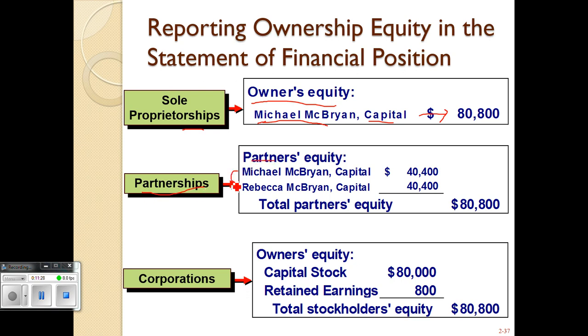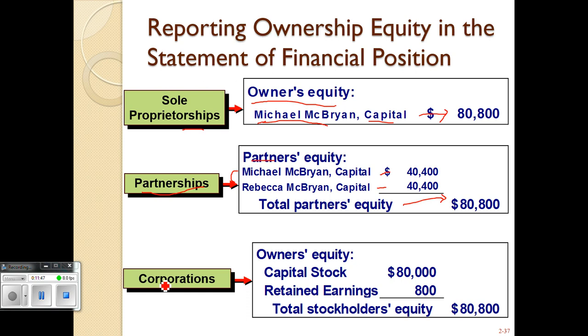If it is a partnership that's between two or more people, it'll say the partners' equity. It'll list each partner. In this case, there were two partners. They split it equally, so they each have 40,400. There is no requirement that it needs to be split equally, but it can be. It depends upon the articles of partnership. And the total partners' equity in this case was 80,800.